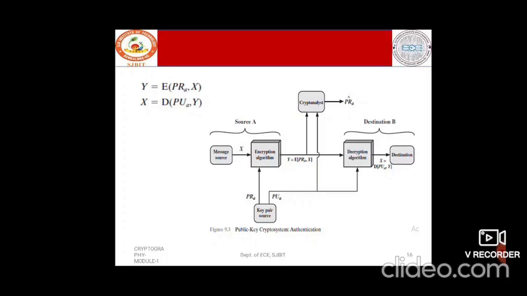So here we can see a block diagram for public key cryptosystem authentication, consisting of the message source X from source A, which is given to the encryption algorithm, and a key pair source, that is PRA, is given.